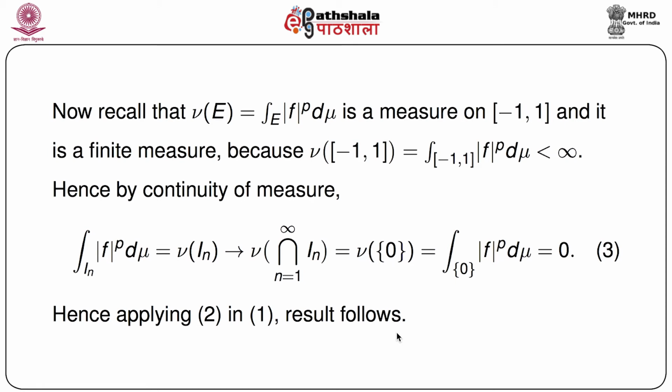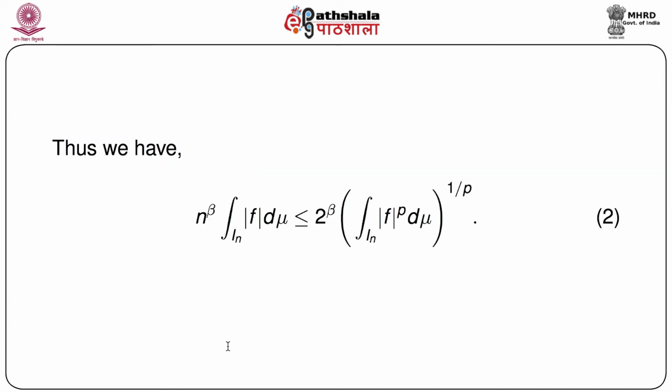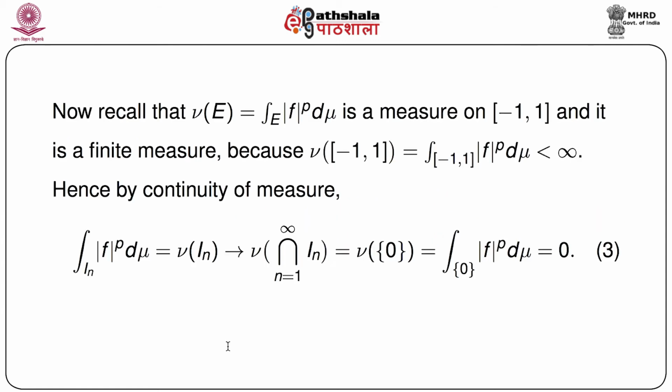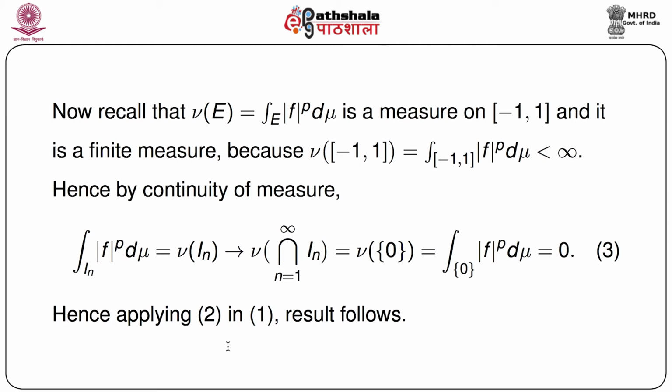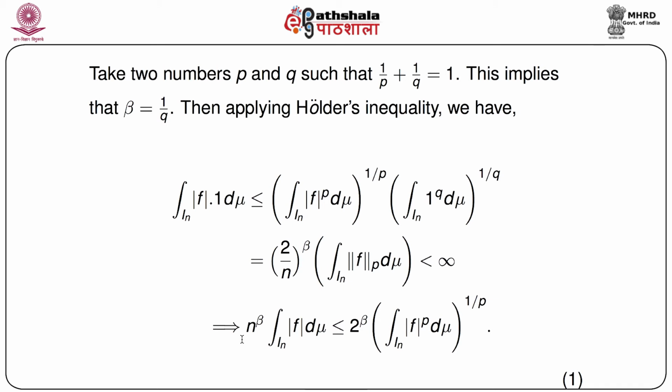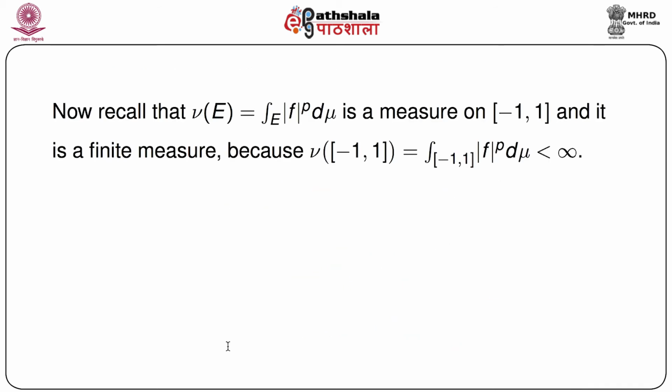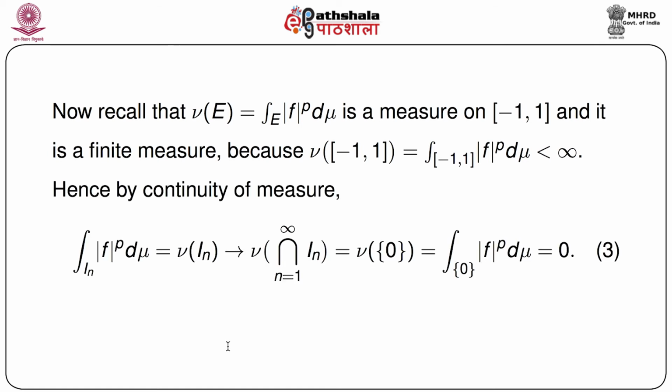So let's call this equation 2. Applying 2 in 1, because 1 is this, this right hand side quantity is actually 0. That means the result will follow immediately. Although this is a very interesting problem, we have applied Holder's inequality, then we have to consider the idea of measure and in fact the finite measure, and we need another important theorem, that is the continuity of measure, and that will ultimately help us to prove this nice result.